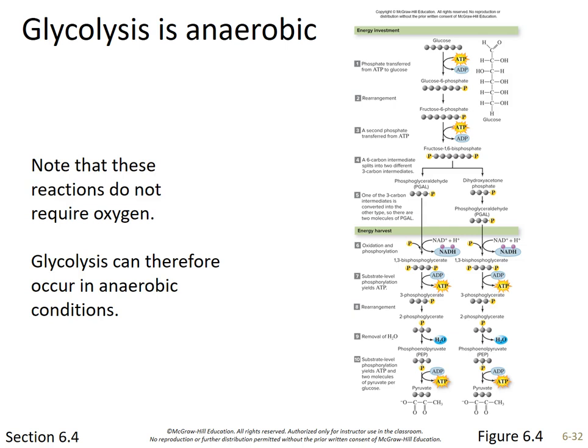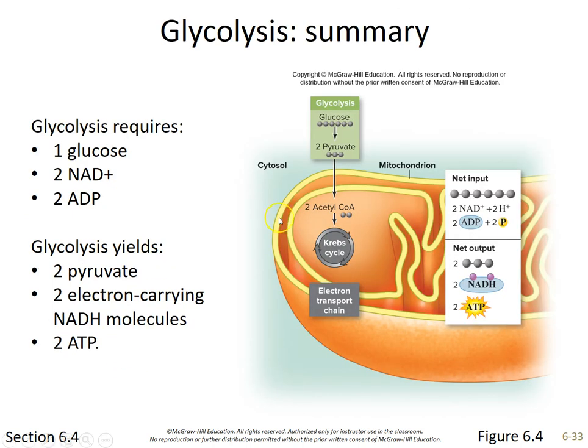Glycolysis can occur without oxygen. That makes it an anaerobic process. Okay, to summarize glycolysis, glycolysis requires 1 molecule of glucose, 2 NAD+, and 2 ADP. Glycolysis yields 2 pyruvate, 2 electron-carrying NADH molecules, and 2 ATP.